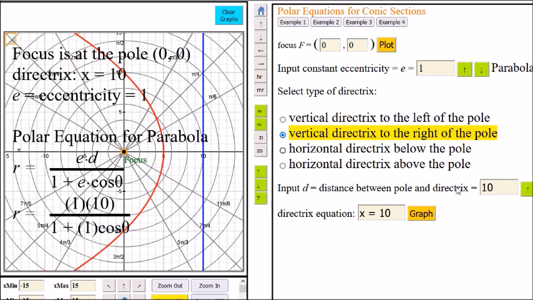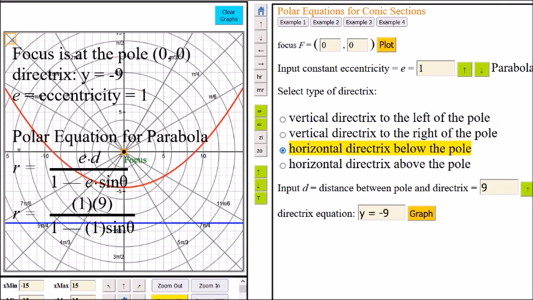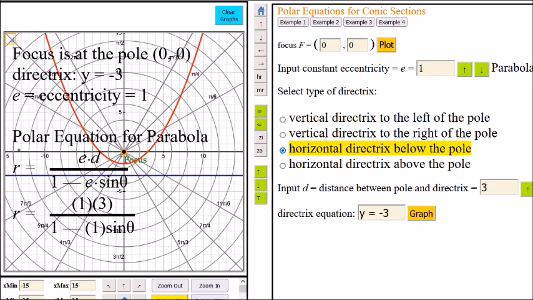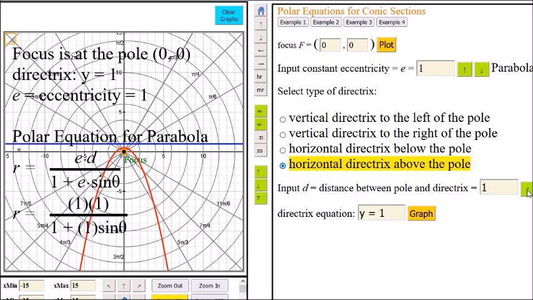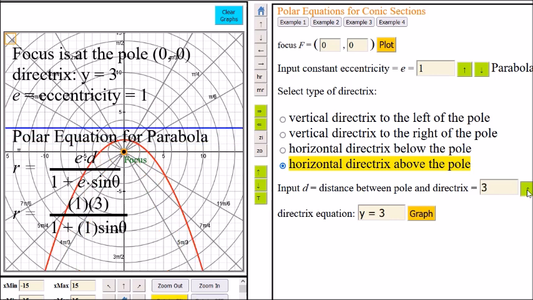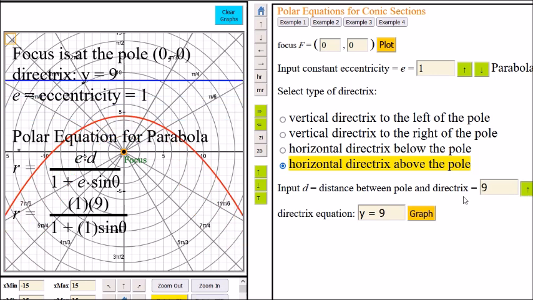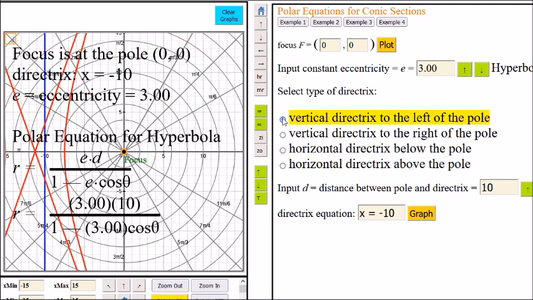And now let's make the horizontal directrix below the pole. And now the horizontal directrix above the pole. So here we have an eccentricity of 3, and therefore we have a hyperbola, and the directrix is x equal to -10.